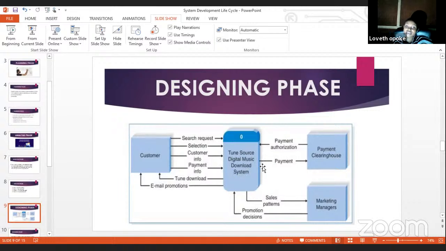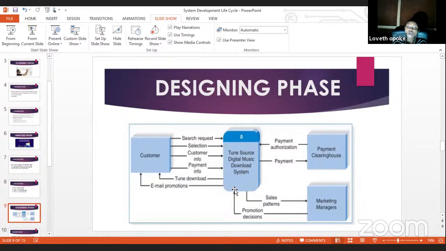This man is building a tool source digital download system. This is the system at the center. And this man is able to capture all the entities that are going to use his system. You can see customer, payments clearing house, marketing manager. He's able to capture all this, and he's able to capture all the work that individual entities are going to perform in the system. You can see he's able to capture that the customer will be able to search for the music, select music, enter his information, and pay to the system.